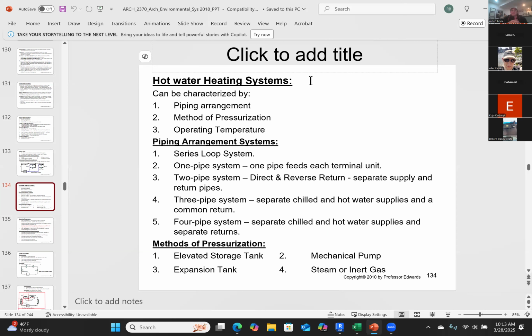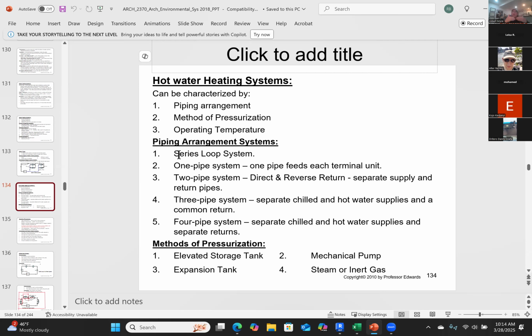So then how do we pressurize it? The method of pressurization. And finally, the operating temperature. What's the temperature? Those are the characteristics that you would use to describe a hot water system. And we have also what's called a series loop, which is unacceptable in your project. And yet I say this many times throughout the course, the semester, and I still see students at the end showing me a series loop system, which means no credit because that's an important component of your project.